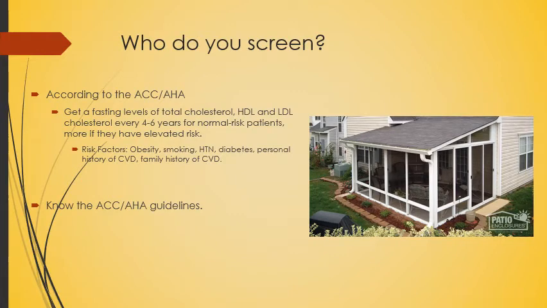Who do we screen? These are the recommendations that I want you guys to know, the ACC/AHA recommendations. So first, you get fasting levels of the total cholesterol, HDL, and LDL levels every 4 to 6 years for normal risk patients. Okay, if they have one of these risk factors, then you can do it more often. And a lot of people do them yearly at this point if they have any of these risks. So obesity, smoking, hypertension, diabetes, personal history of cardiovascular disease, right?